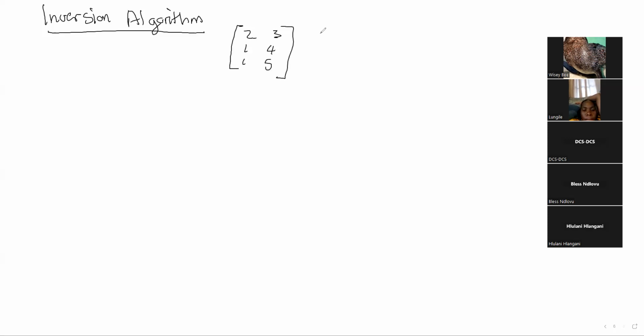You see, there are 2 columns, 1, 2, and then there are 3 rows, 1, 2, 3. So the number of rows and the number of columns are not the same, so you cannot find the inverse. We can only find the inverse of a square matrix. So in this case, the inversion algorithm is this.